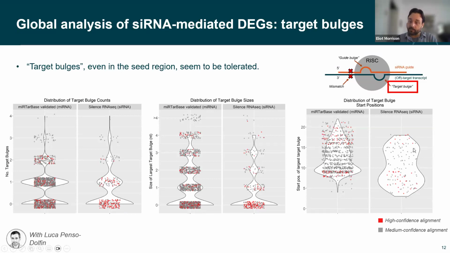Interestingly, for the siRNA alignments, we really don't see this kind of positional dependence. In fact, we see target bulges that occur within the seed, which again was an unexpected thing for me. I'll talk a little bit more about that exact feature a bit later. So overall, it seems like target bulges, at least in some cases, in some contexts, seem to be tolerated and compatible with the underlying biology here.